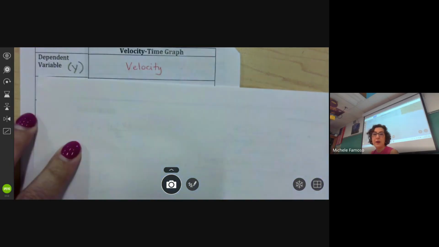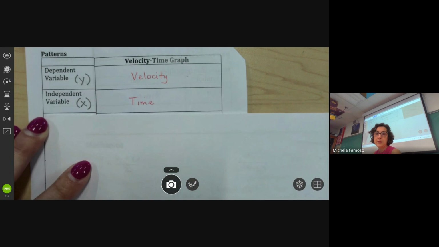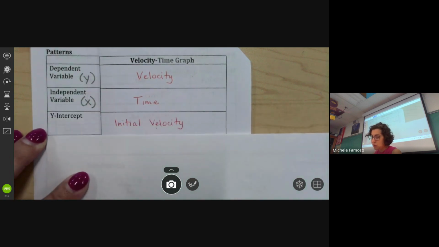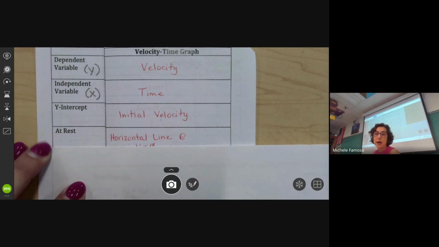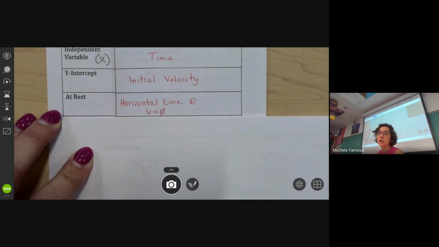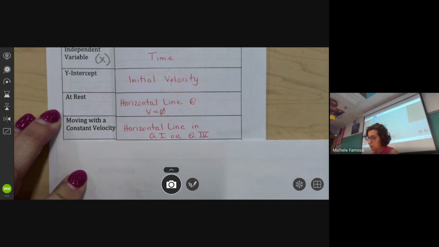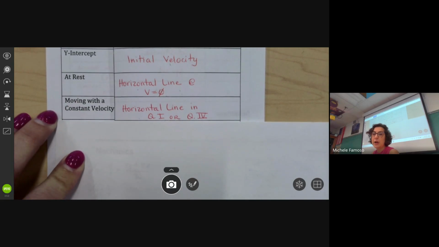All right. Let's go to the velocity time graph then. The dependent variable on a velocity time graph is the velocity. The independent variable is the time. The y-intercept will tell you the object's initial velocity. When you're at rest, this graph will be a horizontal line at a velocity equal to 0. If you're moving with a constant velocity, this graph will be a horizontal line in either quadrant 1 or quadrant 4. It's not on the velocity equal to 0 line. It's not on the x-axis.